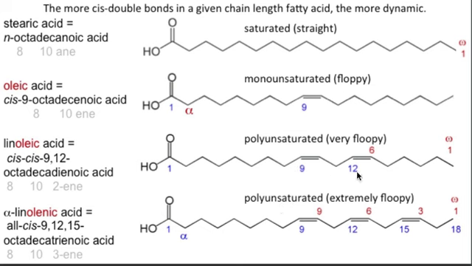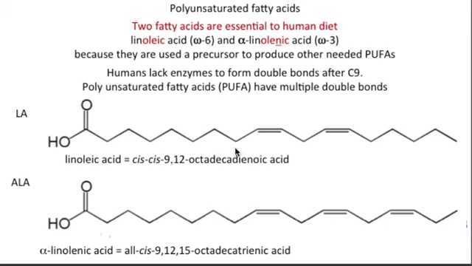you put a second kink, it's even more flexible. You add a third kink, even more flexible. The more unsaturated a fatty acid chain is, the more kinks you put in it, the more floppy it becomes and the less predictable. Of these polyunsaturated fatty acids, 2 are considered essential. One of them is called linoleic acid, the other alpha-linolenic acid.